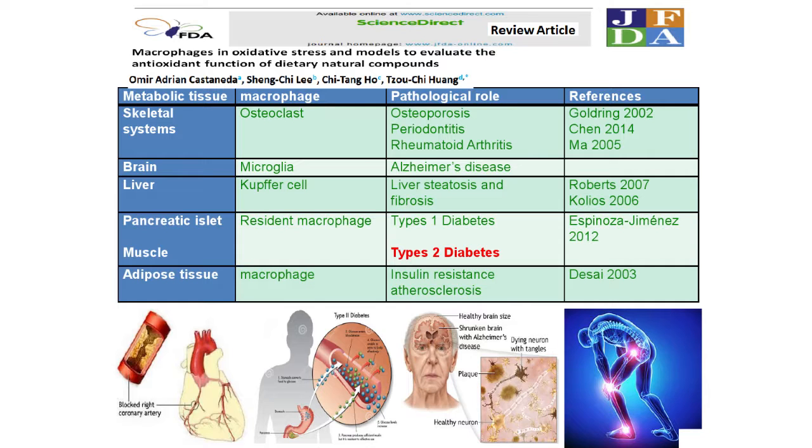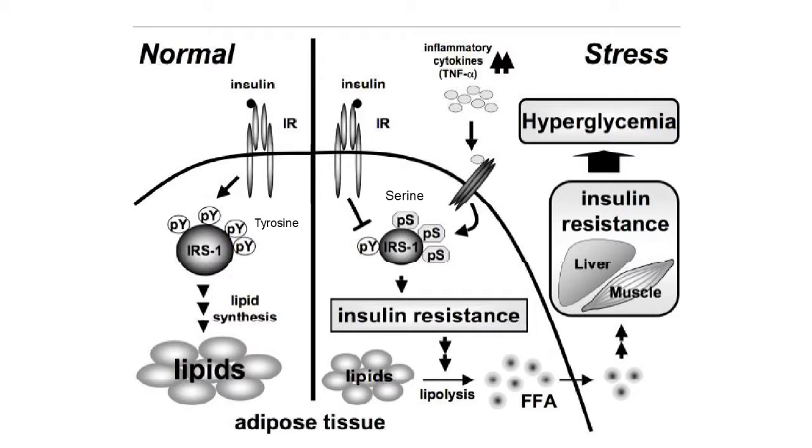And in liver, cirrhosis, fibrosis, even liver cancer, the Kupffer cell creates more of this condition.